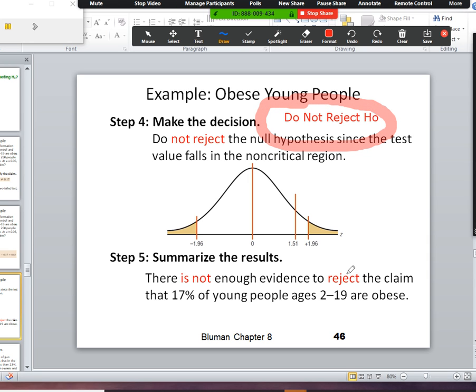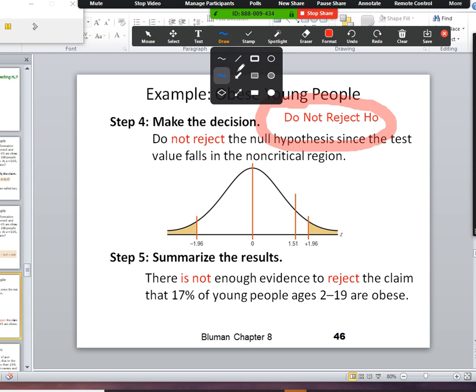Done. Step 5. Now step 5 gets a little bit tricky. So this is where we need to pay attention. Step 5. Everything in black down here is kind of fixed. You're always going to say there is not enough, or there is enough evidence to reject or support the claim, and then whatever the claim is. Just reiterate the claim. The claim that blah, blah, blah. Whatever it is, you have to say it. Just spell it out because it's important.